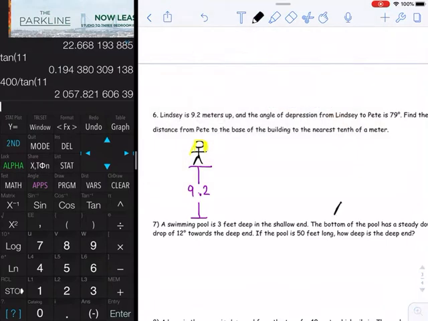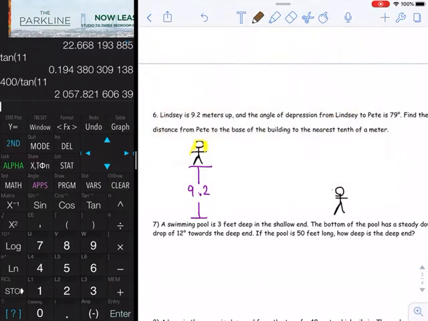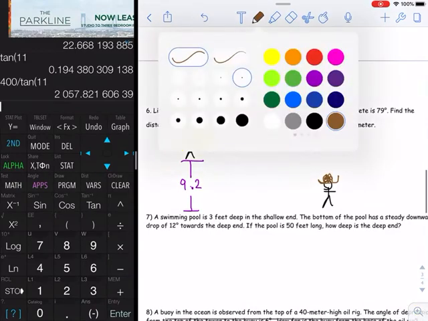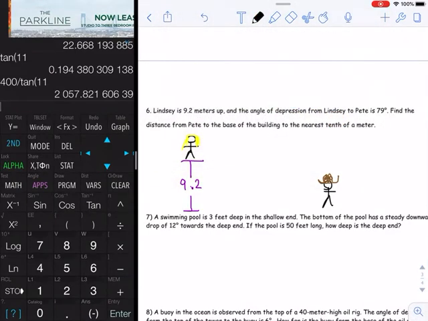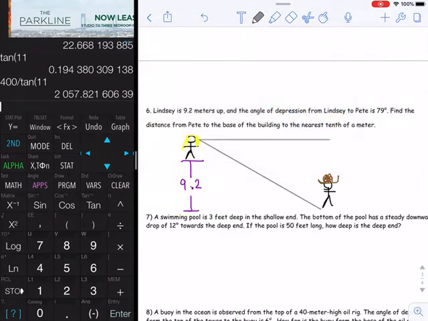Pete, chilling down here. Pete, wearing a cowboy hat. Alright, the angle of depression. So remember, Lindsay's looking straight out and then down at Pete. We'll just do it all the way to his feet. Looking at his feet for some reason, wondering why he's not wearing any shoes. Alright, that's 79 degrees. Alright, so I guess Lindsay's standing on a building.